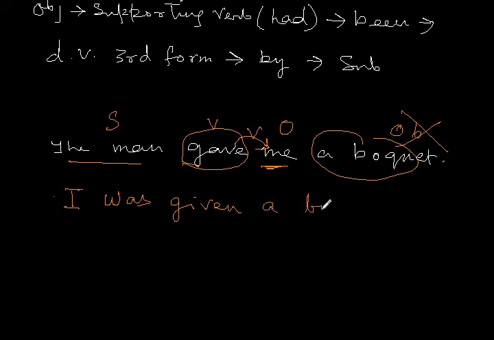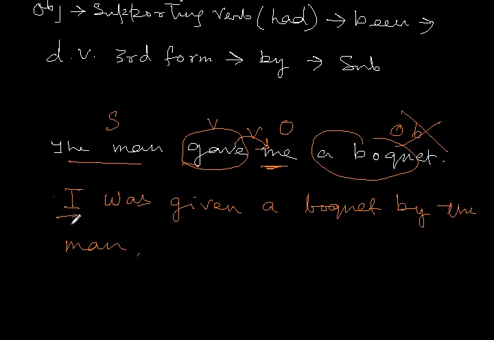A bouquet. Then comes by the man. The man is the subject. Now you can also put a bouquet in last, but if you write I was given by the man a bouquet, it sounds a little odd, right? So just to sound it right, I have put this a bouquet here. I was given a bouquet by the man.